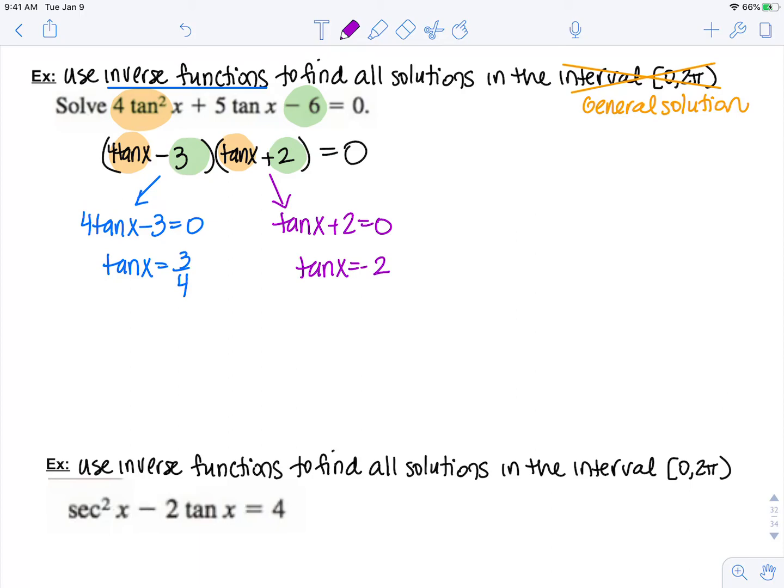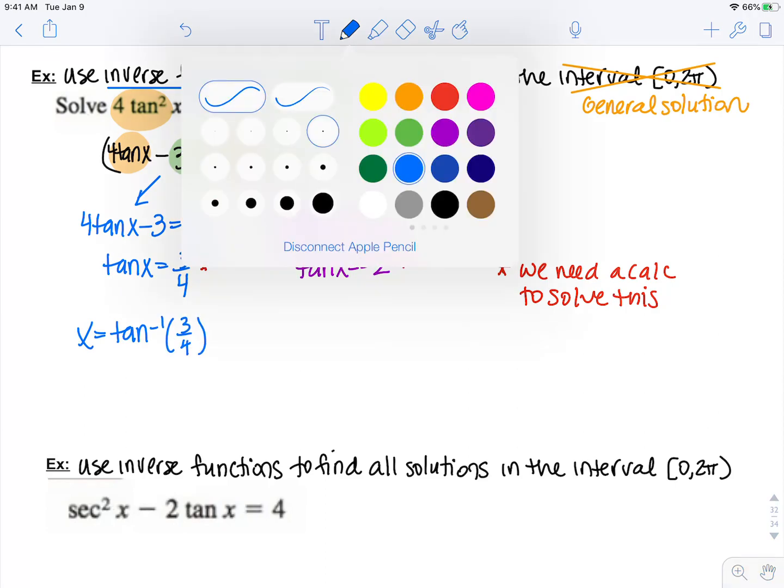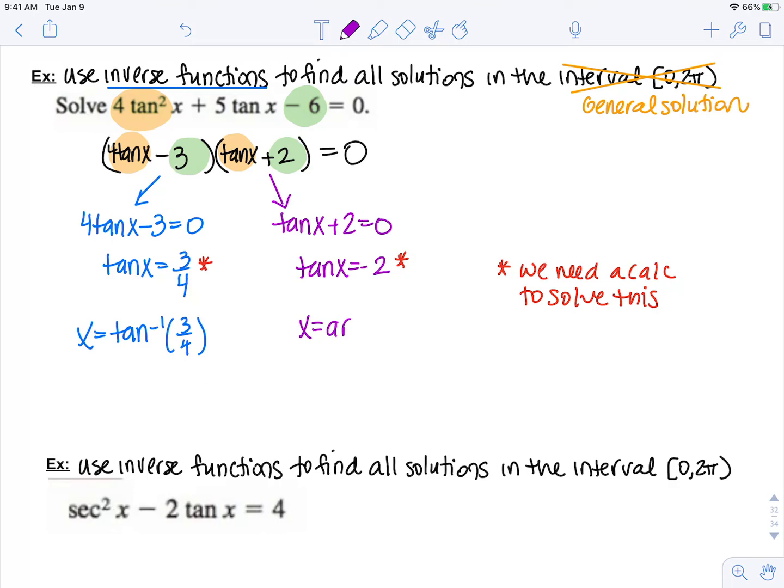So we already know, or we don't know these two answers from the unit circle. I'm going to put an asterisk to note we need a calculator to solve this. But this will be a non-calculator question on my assessment, so let's move forward. So if I use inverse functions, I know x equals inverse tangent of 3/4 here, and for this one, x equals inverse tangent of -2.